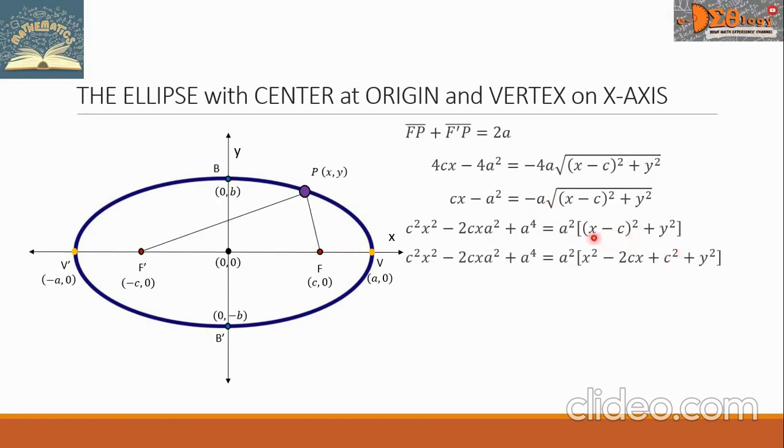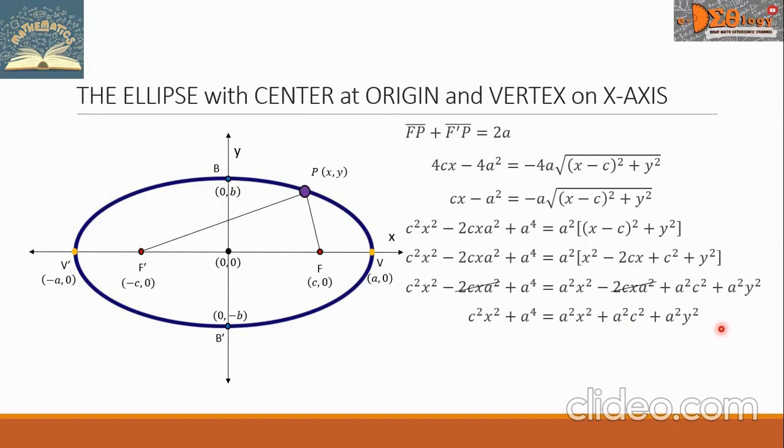And let us expand this x minus c squared. So we have now x squared minus 2cx plus c squared. And the rest of the terms remain the same. Now, this a squared we will distribute to all terms of the grouping symbol. So we have now a squared x squared minus 2cx a squared plus a squared c squared plus a squared y squared. We can see now that there is negative 2cx a squared on the right side and negative 2cx a squared on the left side. So we can cancel these terms.